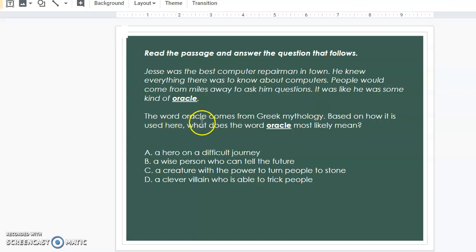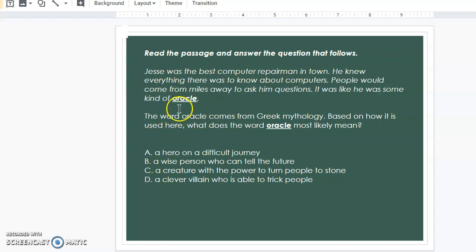The word oracle comes from Greek mythology. Based on how it is used here, what does the word oracle most likely mean? A, a hero on a difficult journey; B, a wise person who can tell the future; C, a creature with the power to turn people to stone; or D, a clever villain who is able to trick people. Again, do not forget to use your context clues.